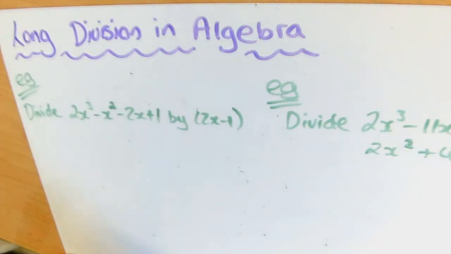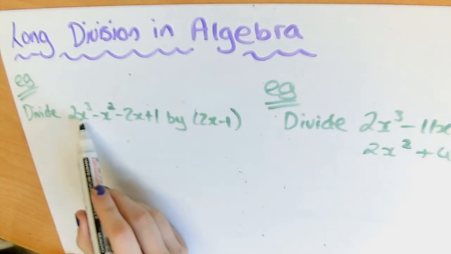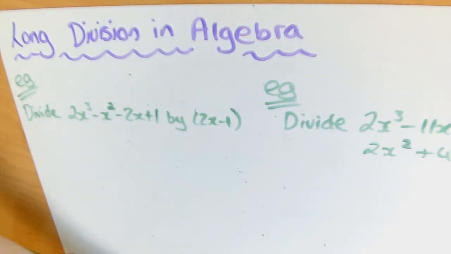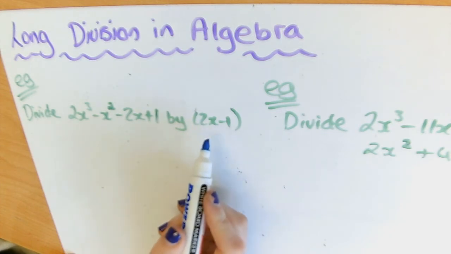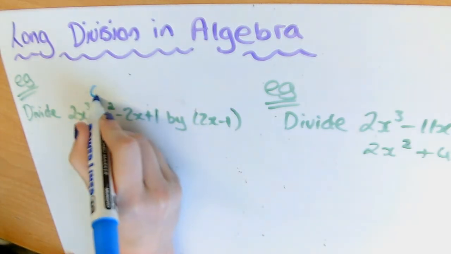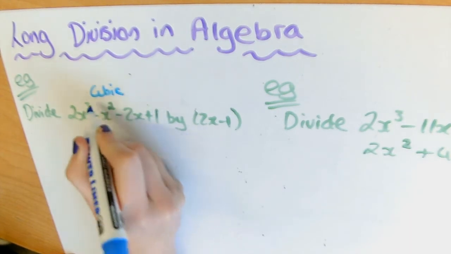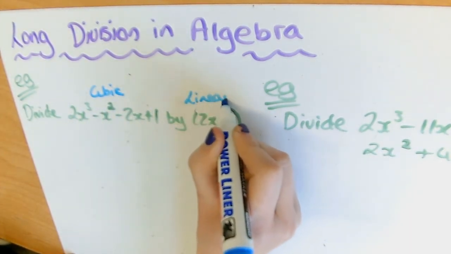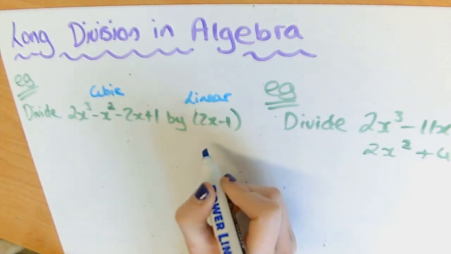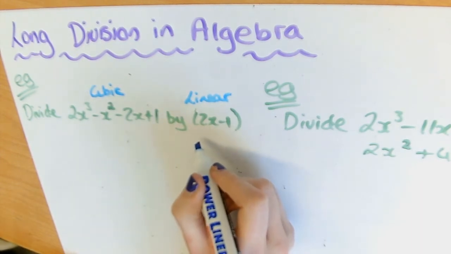So today, guys, we're going to be looking at long division in algebra. If we look at this question here, it says divide 2x cubed minus x squared minus 2x plus 1 by 2x minus 1. To do this question, I can see I have a cubic here because I have x to the power of 3, and I have a linear here because I have x to the power of 1, which is really hiding here, which means my answer I know should be a quadratic.